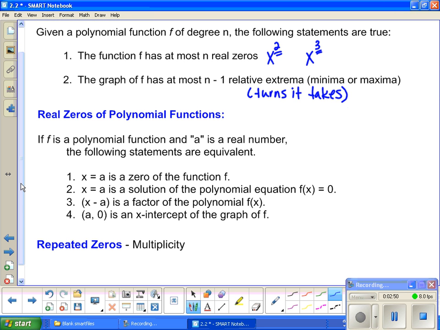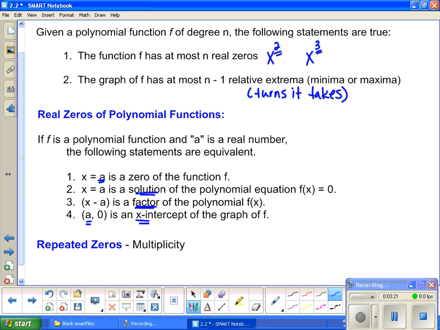Real zeros of polynomial functions. These 4 statements all mean the same thing. Once we solve, if we say x equals a number, then it's a zero, and it's a solution. That number a is also the x-intercept of the graph, written as a point. If it's a solution, then x minus a is a factor of the polynomial.